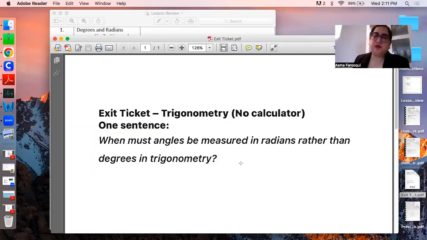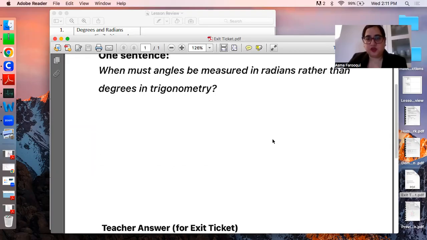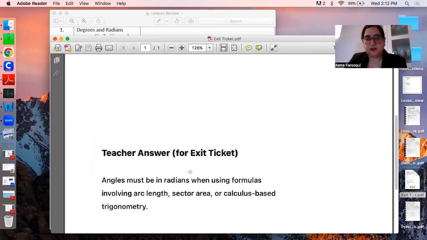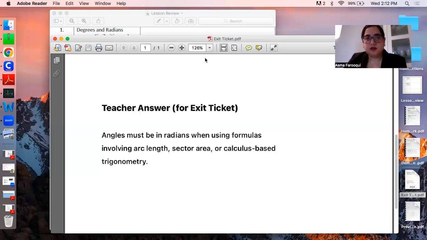Now the student is going to answer. Basically, while calculating trigonometric values like arc length and formulas, and everywhere, we use radians instead of degrees in trigonometry. And once you look down, this is the teacher answer as well for the exit ticket. And now this is the end of my lesson. Thank you very much.